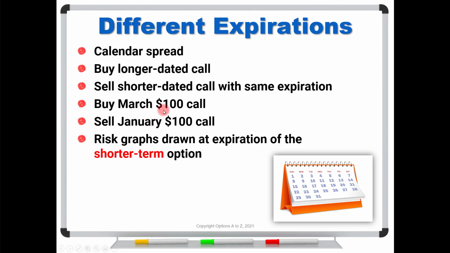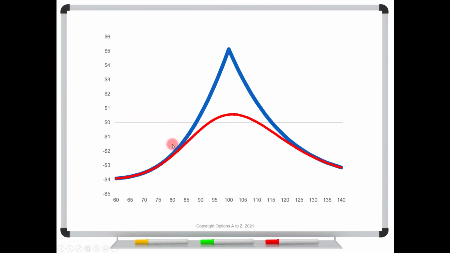So in this example, if you buy the March 100 call and sell the January $100 call, this might be what your risk graph looks like here in blue. And of course, this is the current curve. And then as time goes by, if the stock stays here in the center, this red graph is going to start slowly moving up. That's from your positive theta there. And you will start capturing this profit.